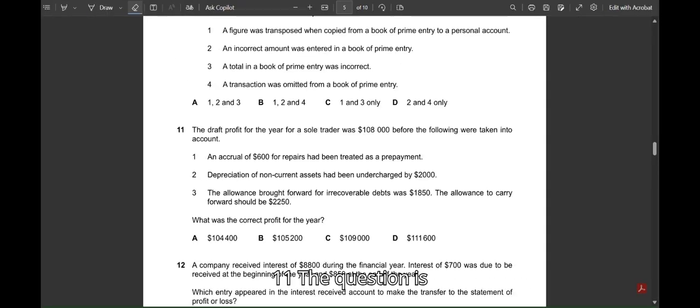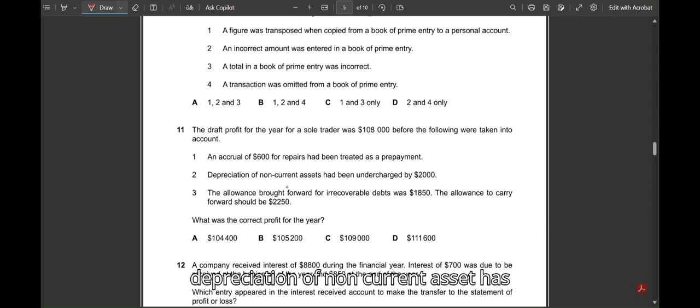11. The question is: the draft profit for the year of a sole trader was 1,08,000 before the following were taken into consideration. An accrual of 600 has been treated as prepayment. Second, depreciation of non-current asset has been undercharged by 2,000. The allowance brought forward for irrecoverable debt was 1850, and the allowance to carry forward should be 2250. Calculate the correct profit. Again, an easy question, class.